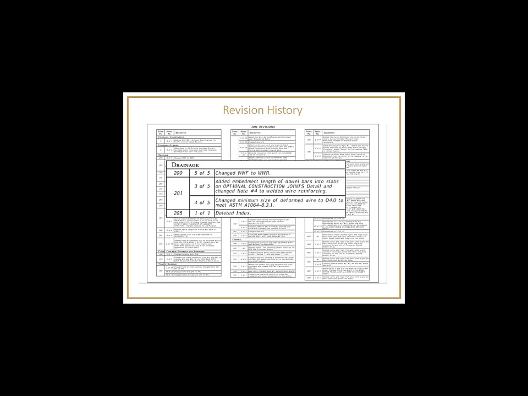There'll be multiple sheets in the revision history. Once again, if you want to take a look through here, this is going to give you essentially what we've changed from 2015 to 2016 with a brief description, and I've highlighted one of these here. If you take a look at 201, we added embedment length of the dowel bars into the slab on optional construction joints detail, and changed note 4 to the welded wire and reinforcing. Sheet 4 or 5, we changed the minimum size of the formed wire to D4 to meet the ASTM.